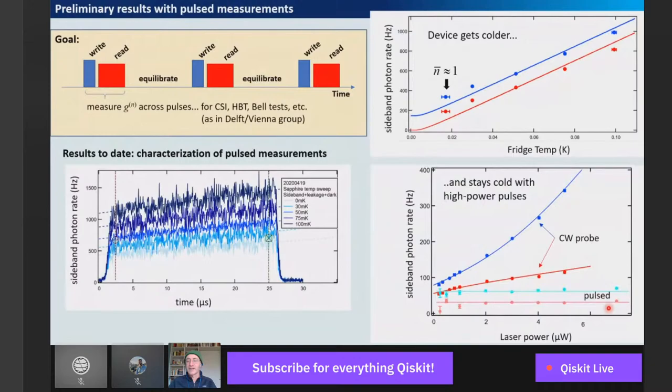We throw away a lot of measurement time with this low duty cycle, but during those measurements, we can operate at really high powers, really high count rates, and we can start at very low phonon numbers. So that's kind of where the experiments are. I could pause and take questions here.